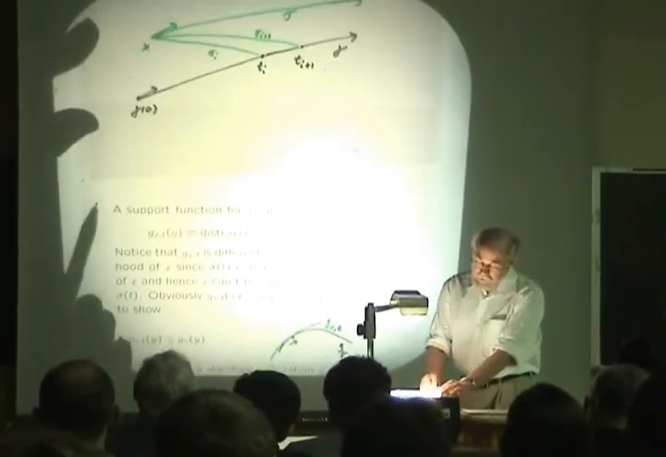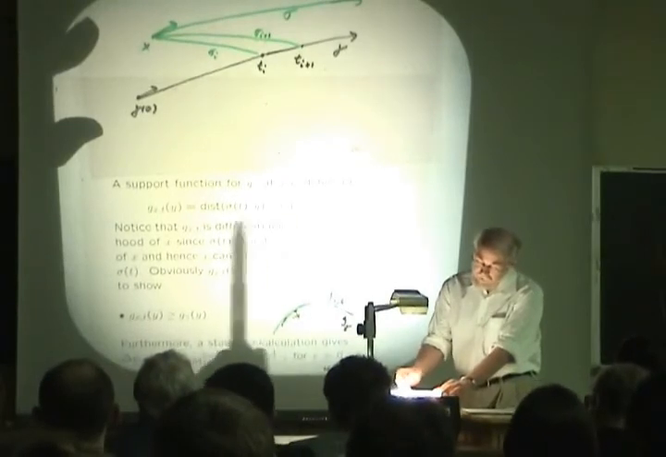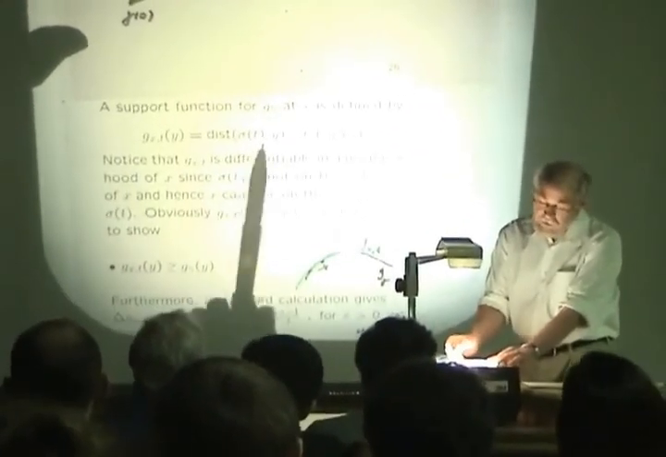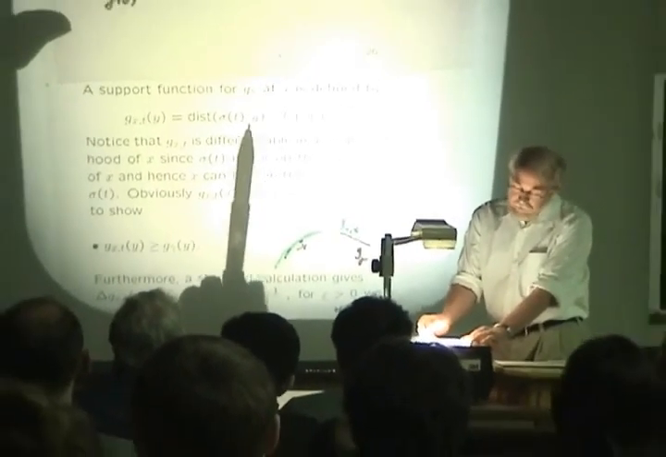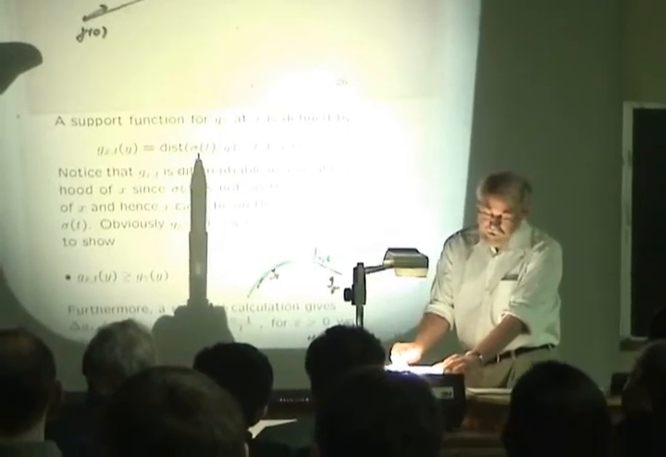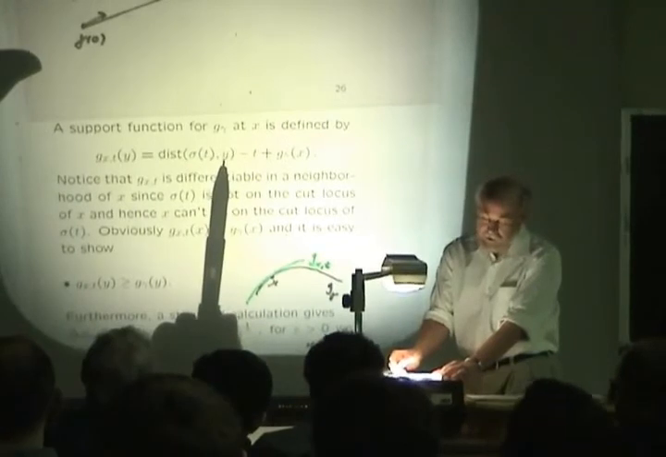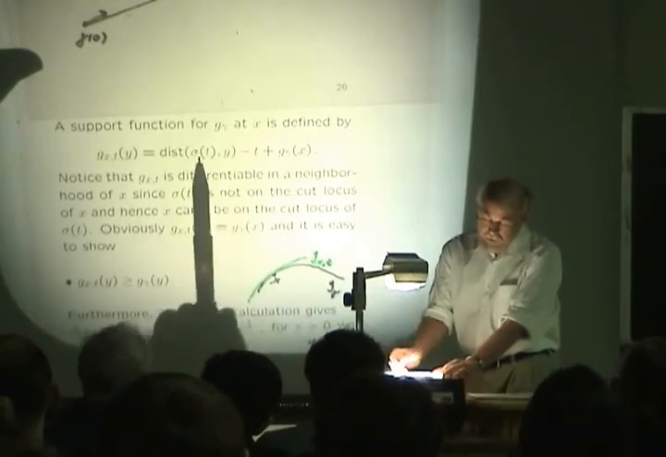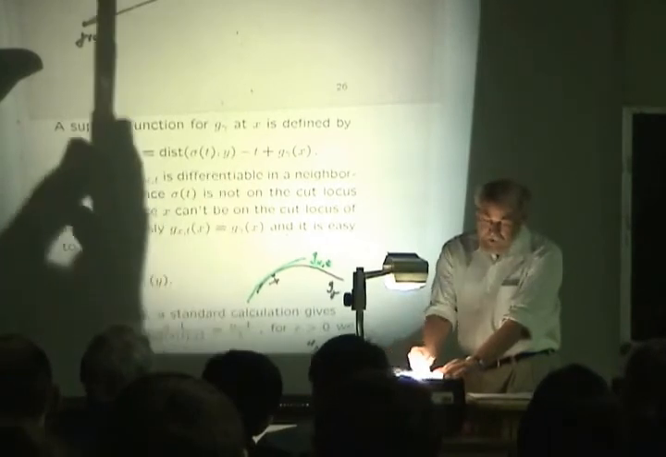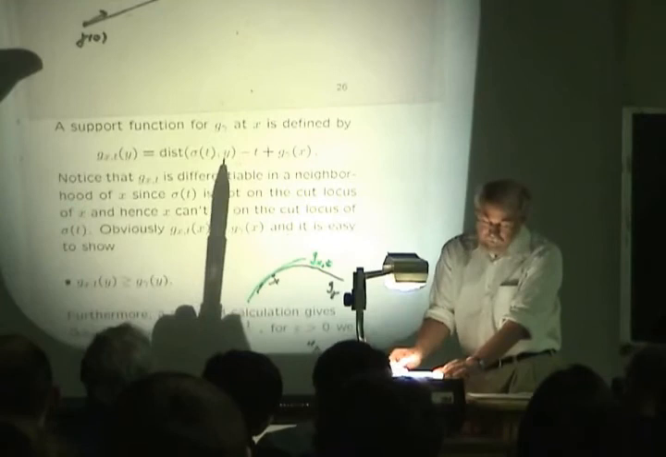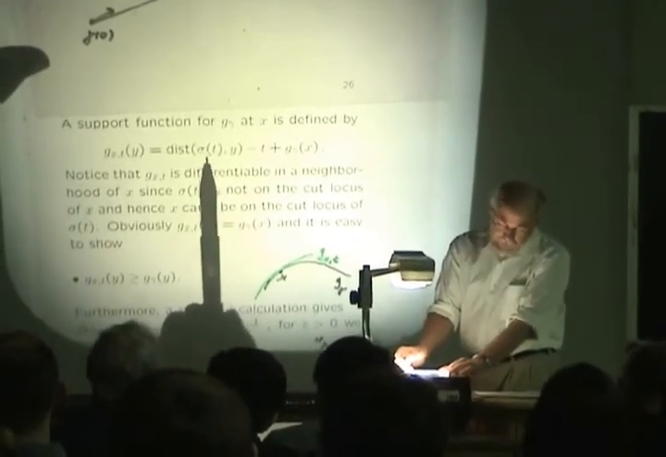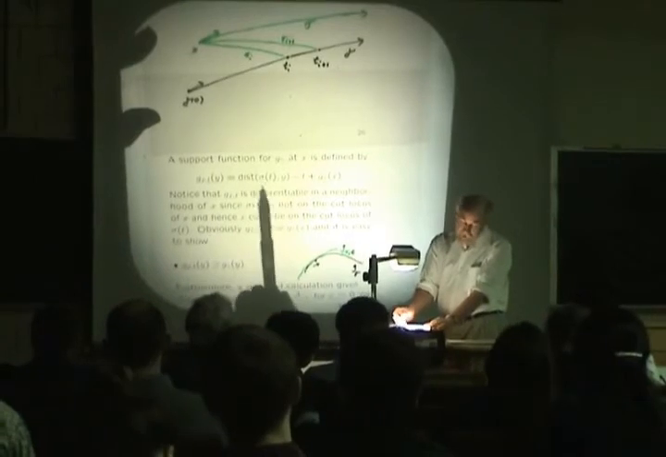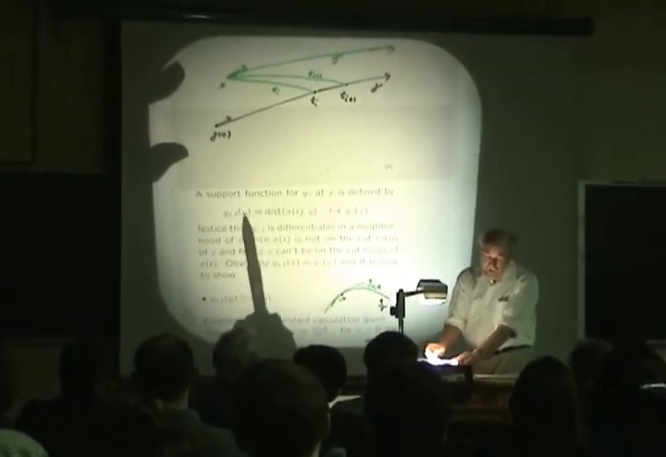The reason it's nice to do this is because, fixing x and fixing t, as a function of y this function is smooth in a neighborhood of x. When y is equal to x, this distance is just equal to t. Sigma is a ray, so the distance of sigma of t to sigma of 0, which is x, is t; t minus t is 0. So these two functions agree when x equals y. And because sigma is a ray, x is not in the cut locus of sigma t, which means this function is smooth in a neighborhood of x. So if y is near x, this function is smooth.